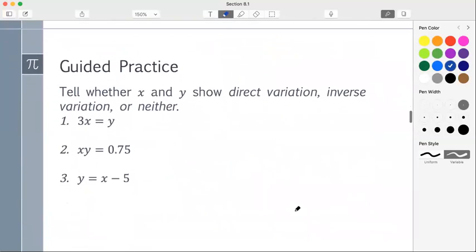All right, let's try our guided practices. Is number 1 direct variation, inverse variation, or neither? At this point, you should stop the video and try these on your own. The answer to number 1 is direct variation. For number 2, we can solve and we get inverse variation. And number 3, we can't get it into one of our formats, so this is neither.